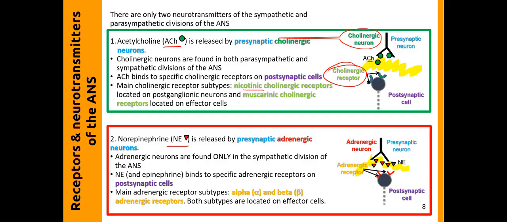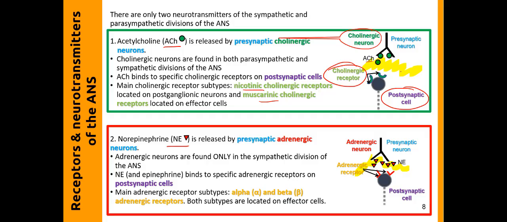They're nicotinic cholinergic receptors, which also bind to nicotine, which is why they're called nicotinic cholinergic receptors. And they're also muscarinic cholinergic receptors. These also bind to the chemical called muscarine, right, as well as acetylcholine. And these cholinergic receptors are found in the cell after the synapse, right? So that's what happens with acetylcholine.